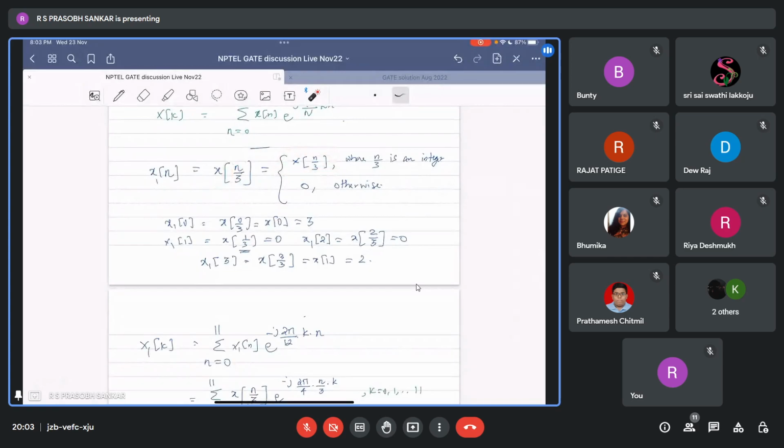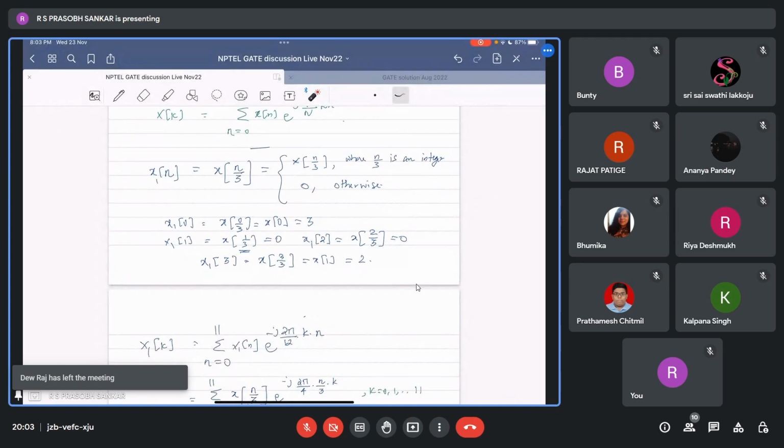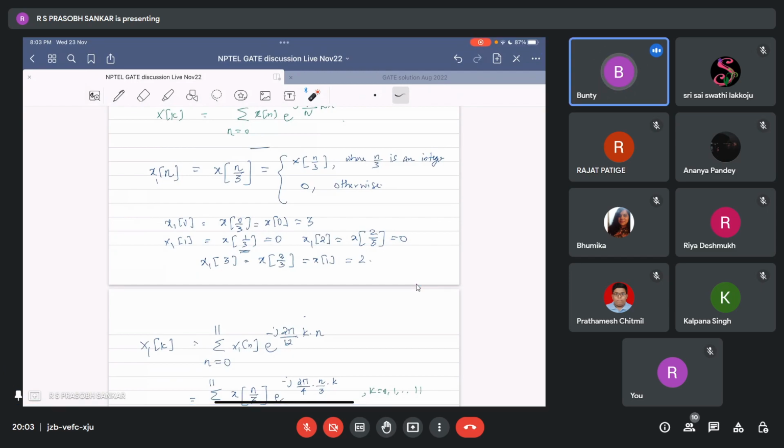Wherever n by 3 is an integer, I take the value at that point, x of n by 3, and wherever it is not an integer, I will be defining that value as 0. That's it. Is it okay? So, from the next page.